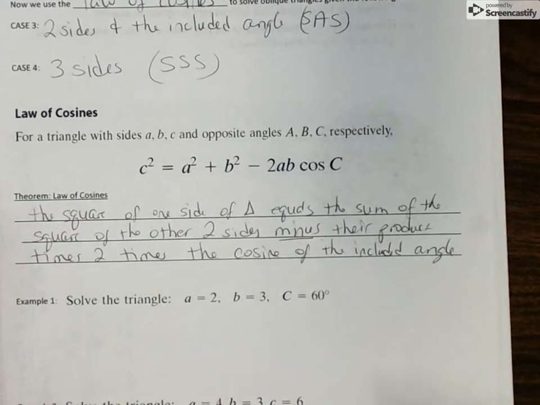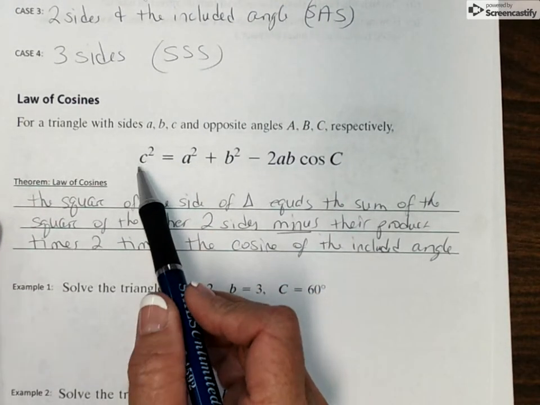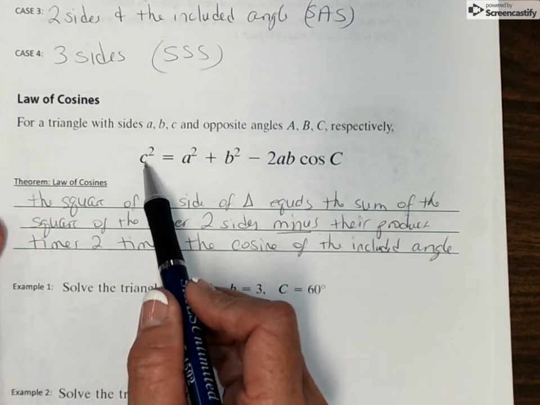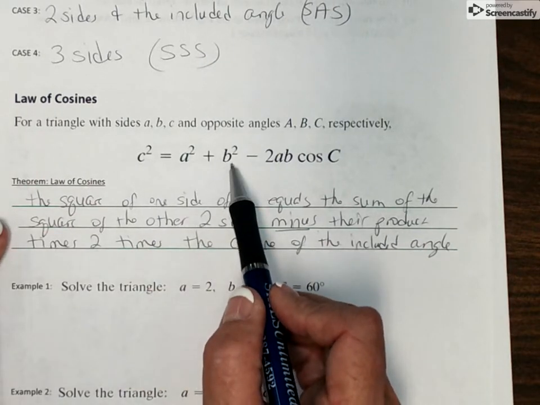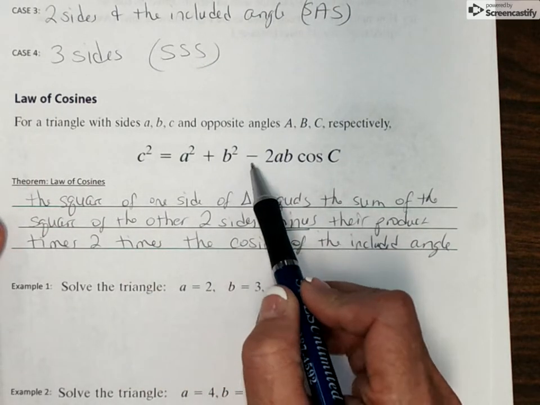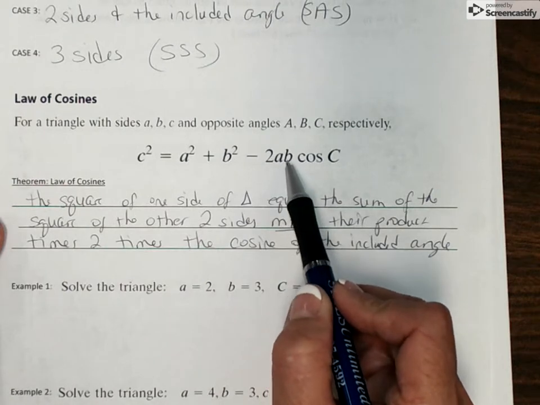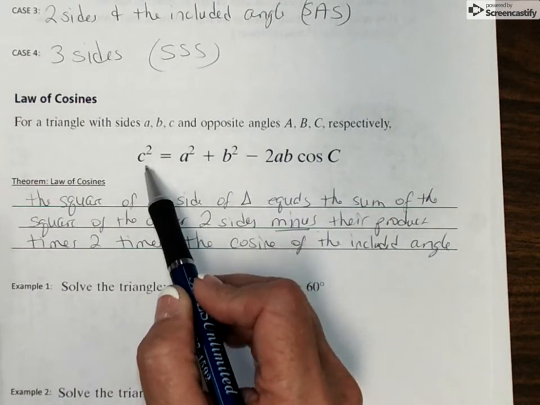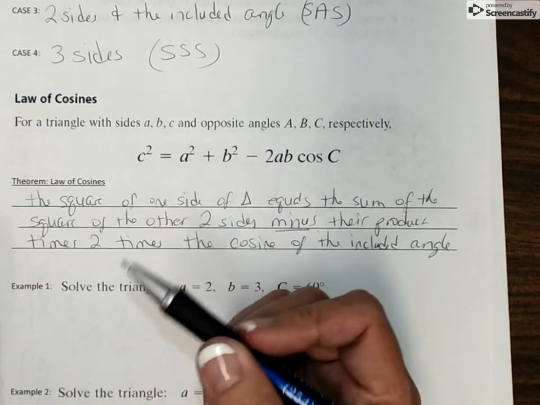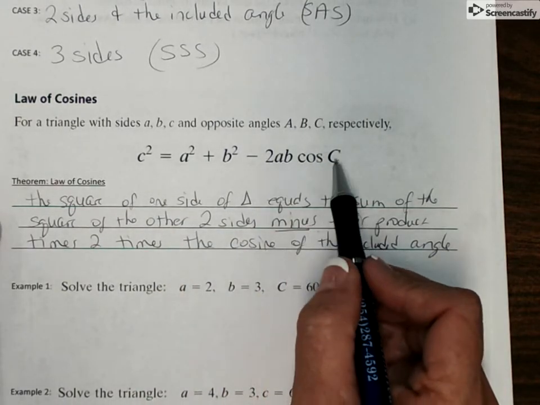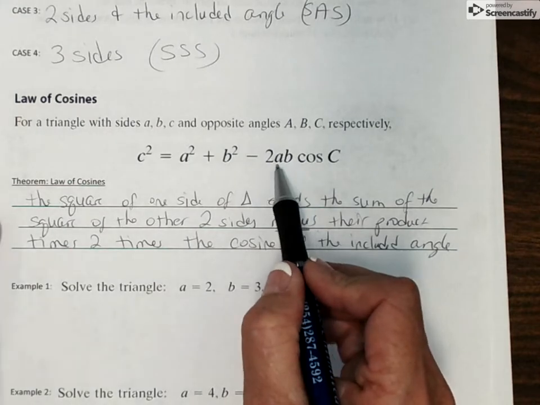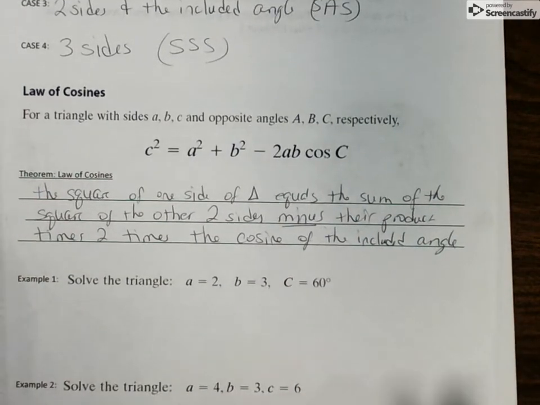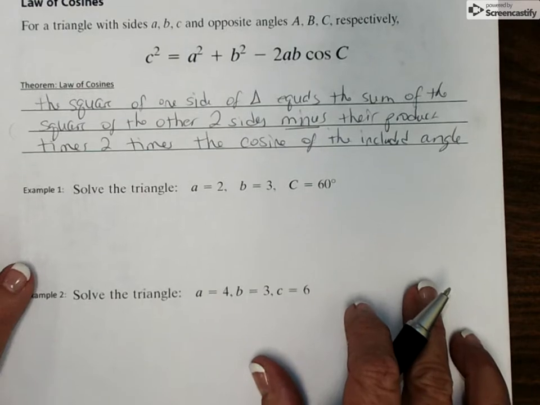So this sounds wordy, but any single side of a triangle squared is equal to the sum of the other two sides squared minus 2 times the other two sides multiplied together times the cosine of the angle that was included between these two sides. So angle C is located between sides A and B. This is much easier once we try it.